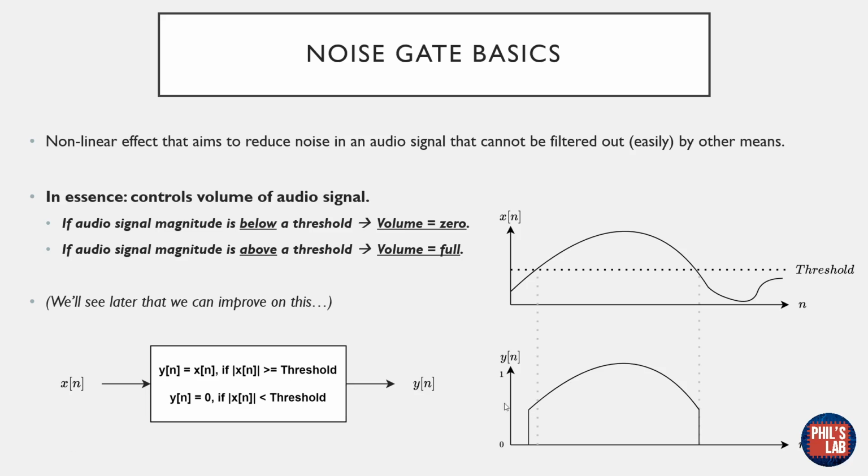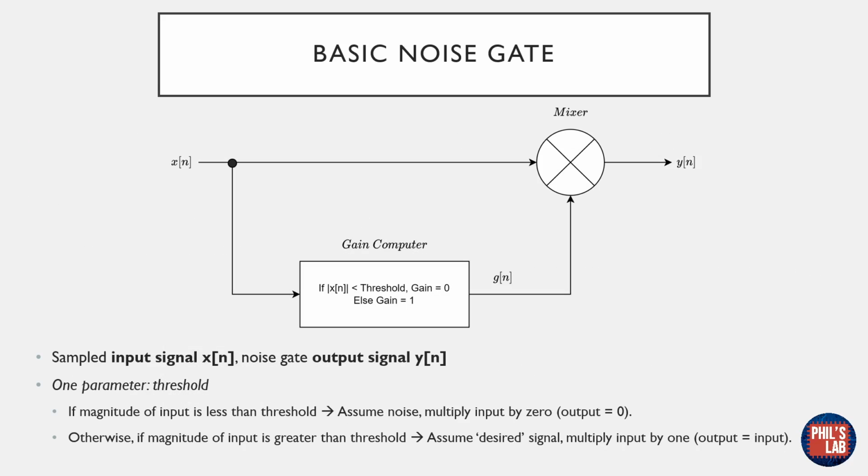The basic logic function of this noise gate is symbolized here, but it's essentially what we talked about. The very basic form of a noise gate can be represented by this block diagram over here. We have our input signal, which is sampled at a fixed sampling rate, and we have the noise gate output, which we typically designate as y of n. In between, we have this gain computer, which is centrally configured via the threshold, and if the magnitude of the input is less than the threshold, the gain is 0, otherwise the gain is 1. This gain is then fed into a mixer and multiplied with the input signal.